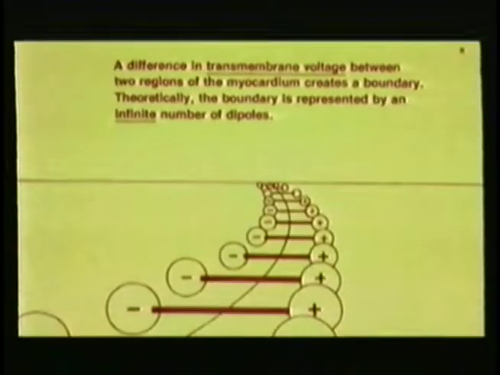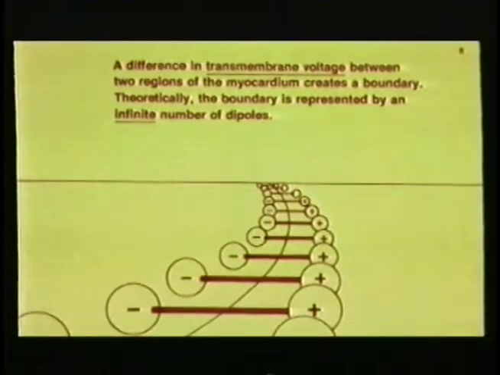Complete this definition in terms of the distributed dipole model. A difference in transmembrane voltage between two regions of the myocardium creates a boundary. Theoretically, the boundary is represented by an infinite number of dipoles.